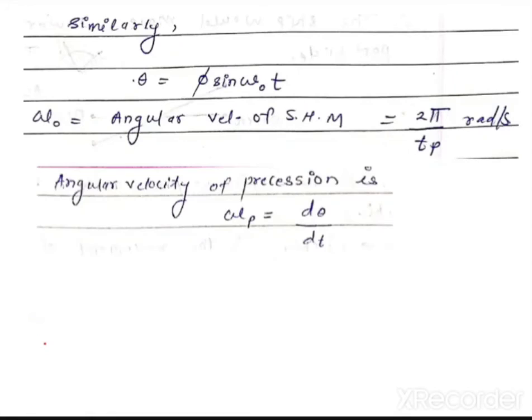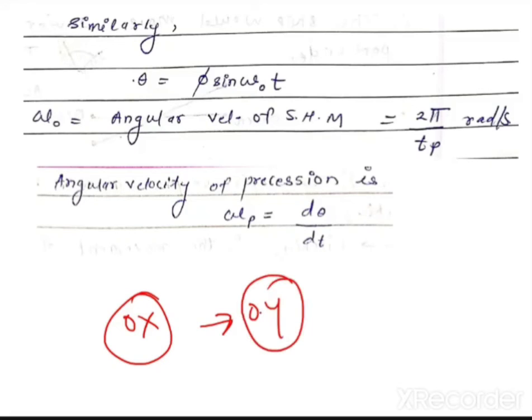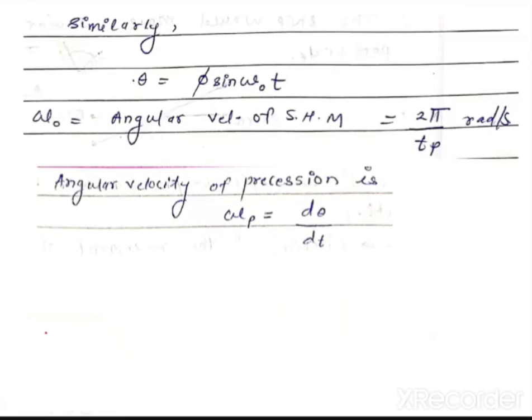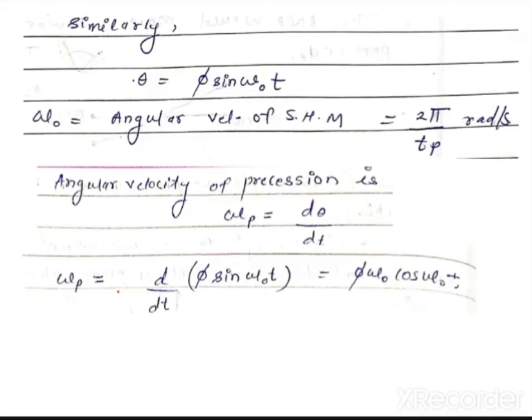Okay, clear? Now, angular velocity of precession. See, this axis of spin OX is turning about the axis of precession OY at what velocity? Omega p, the angular velocity of precession. If you are absent, look at the recorded lectures. So omega p is d theta upon dt, we already derived. Now what is omega p? Take the derivative of theta is equal to phi sin omega_o t. So we are getting phi omega_o cos omega_o t.